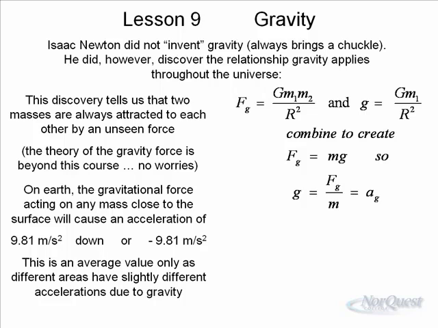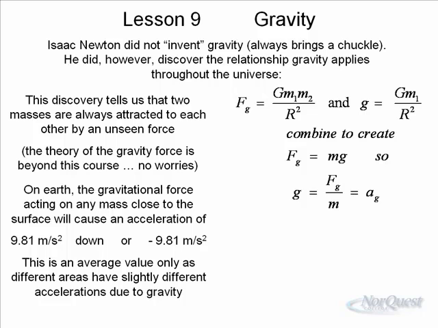That means when you drop an object, in the first second it will accelerate from 0 to 9.81 meters per second. In the next second it would accelerate to 19.62 meters per second. Every second it accelerates another 9.81 meters per second. So 9.81 meters per second per second, or meters per second squared. And we say negative because it's down.